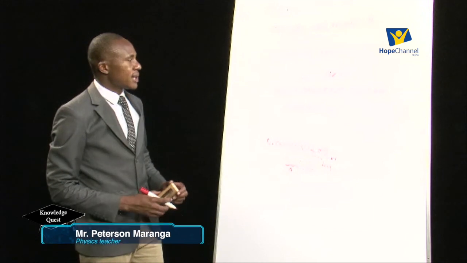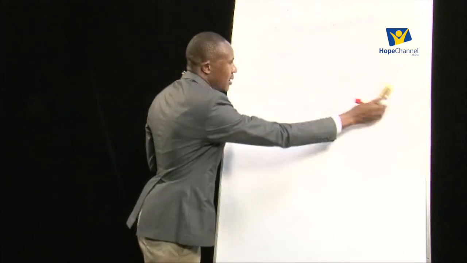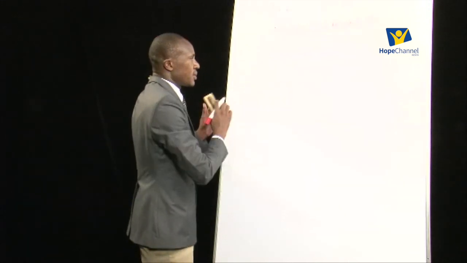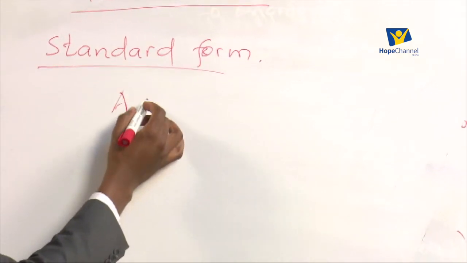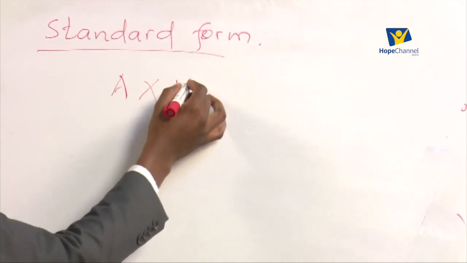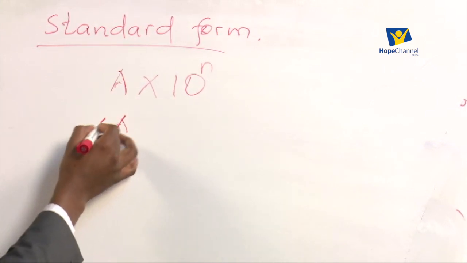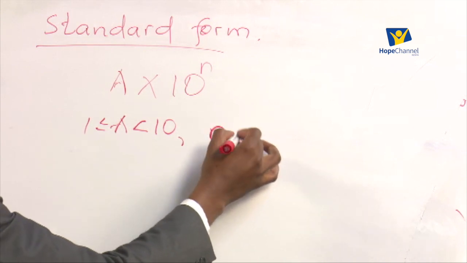Shortly before we went for the break, we were talking about the standard form of numbers, and we had done a few examples. And we said that when we are writing numbers in standard form, it is more convenient for us to express and to use in calculations. We said that numbers are written in standard form when they are in the form of a times 10 raised to power n, whereby a is between 1 and less than 10, and our n is always an integer.